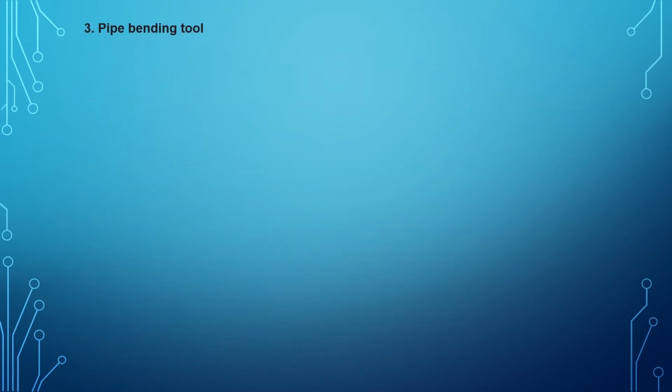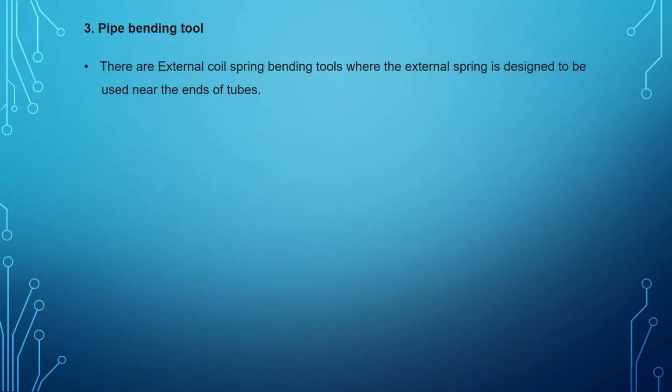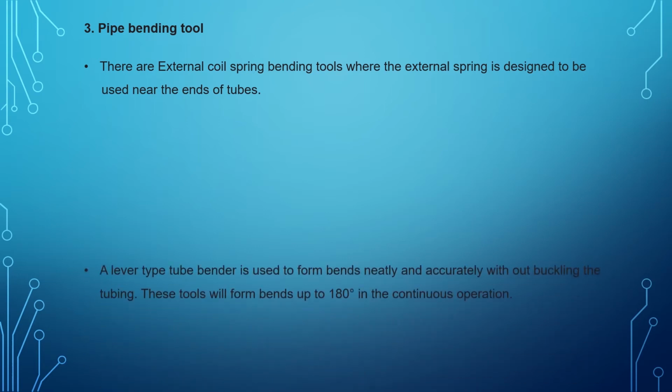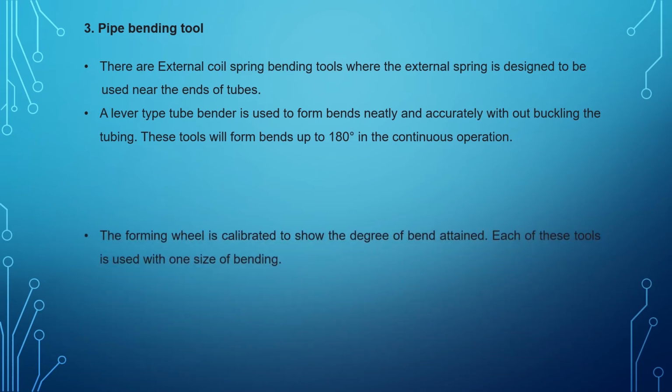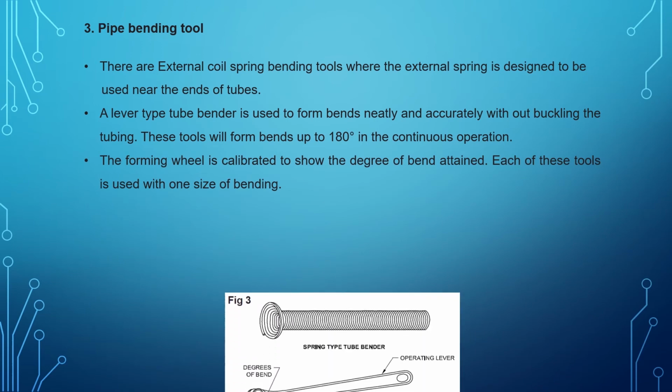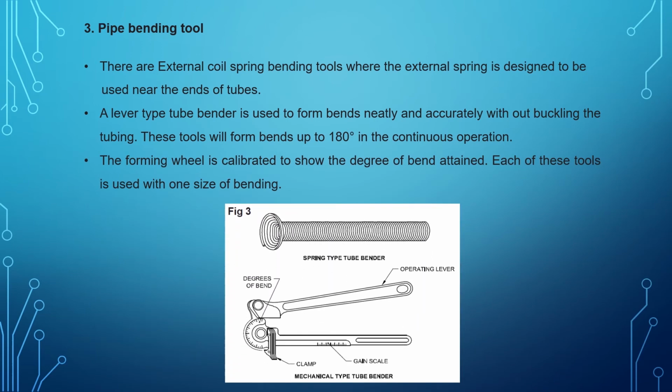Pipe bending tool. There are external coil spring bending tools, where the external spring is designed to be used near the ends of tubes. A lever type tube bender is used to form bends neatly and accurately without buckling the tubing. These tools can form bends up to 180 degrees in a continuous operation. The forming wheel is calibrated to show the degree of bend attained. Each of these tools is used with one size of tubing.